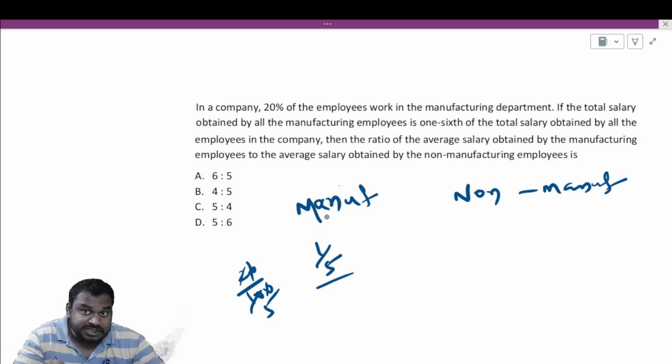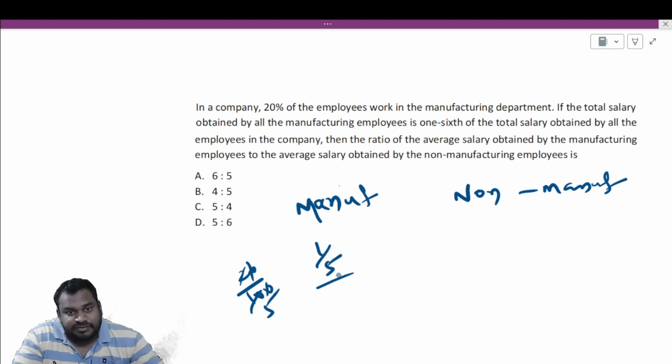16.66% is 1 by 6. So some percentages you should remember. You don't have to remember them, though. You have all the percentages, or else you have them in my classes, which I covered for the 11th and 12th classes. So you will be able to find it there.